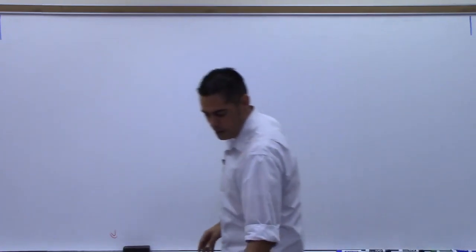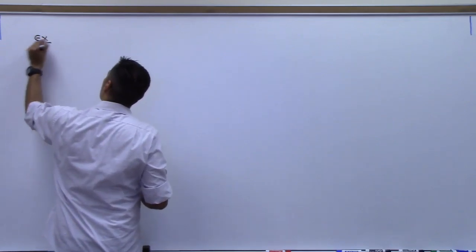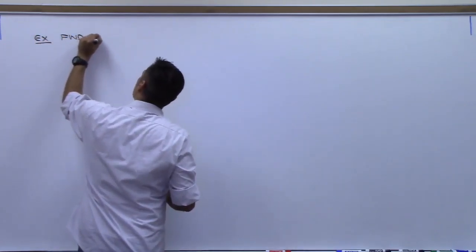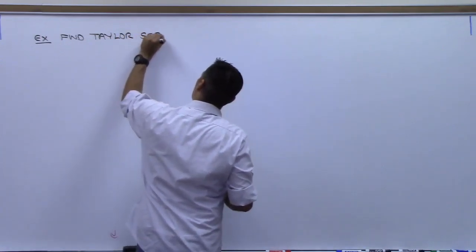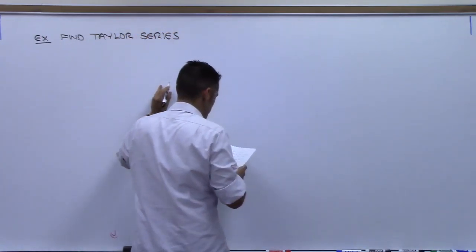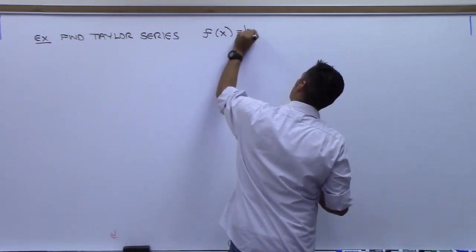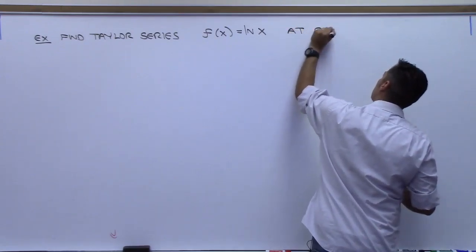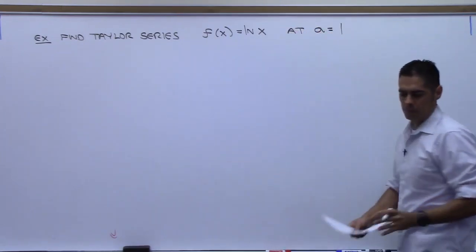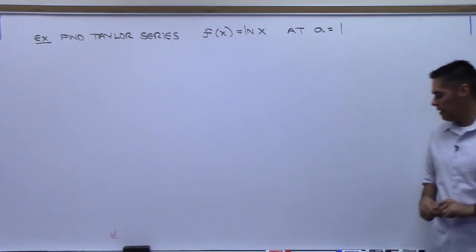Okay, I want us to find the Taylor series for f of x equals the natural log of x at a equals 1. All right, this is going to be a little messy, so just be prepared. All right?